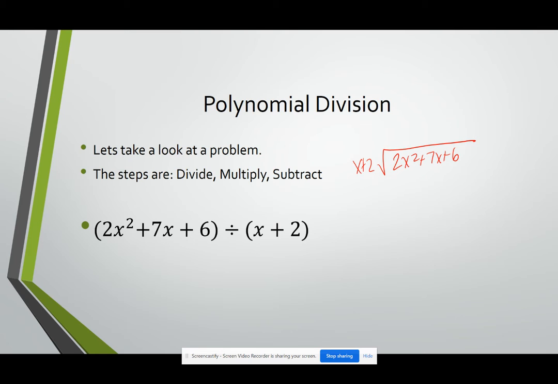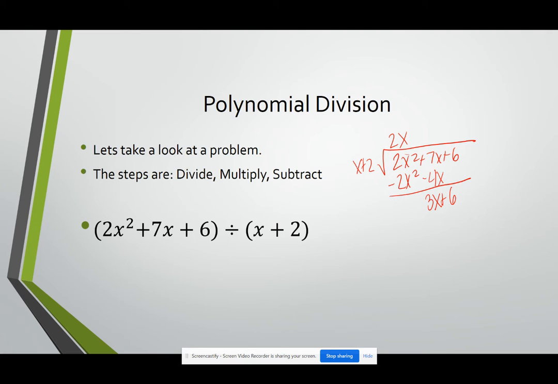And we're going to think, what can I multiply x by to get 2x squared? So I would multiply it by 2x. And now for normal division, we would do 2x times x and subtract that, and it'd be minus 2x squared. Now we would do 2x times 2, which becomes 4x, and we have to subtract it. We're doing the opposite sign. So that gives me 3x plus 6.